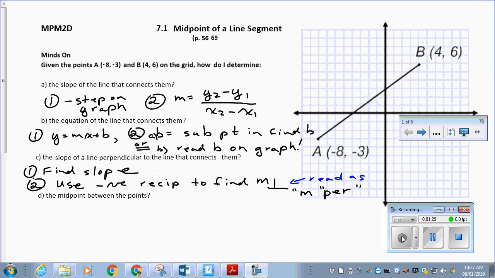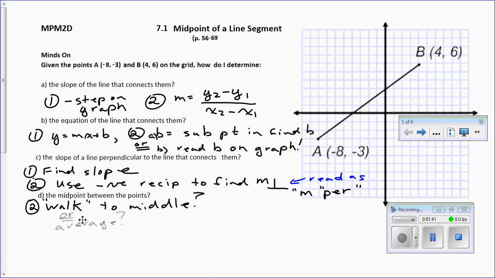Suppose I need to calculate the midpoint between 2 points. What I have to do is average, or walk to the middle of those 2 points, by either using half of the run and half of the rise and adding it to the first point of my line segment, or start from the end point and subtract half of the run and half of the rise from each of the components of the point.